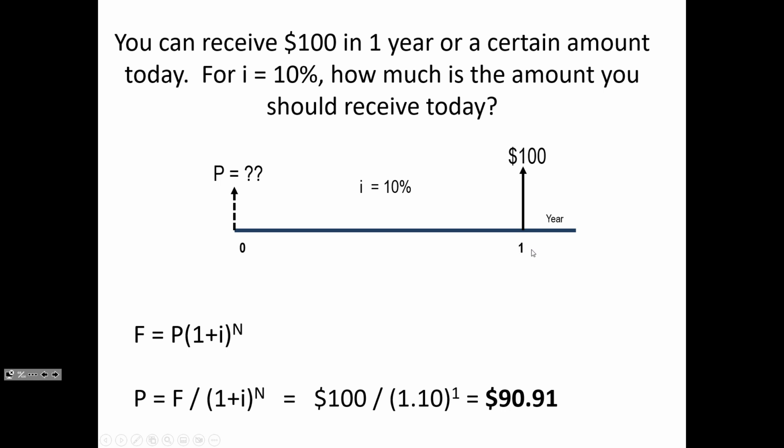If it was just $90 at time 0, then you'd have 99 at year 1. So don't fall into the trap of just assuming something like 10% off. Actually solve for the formulas.